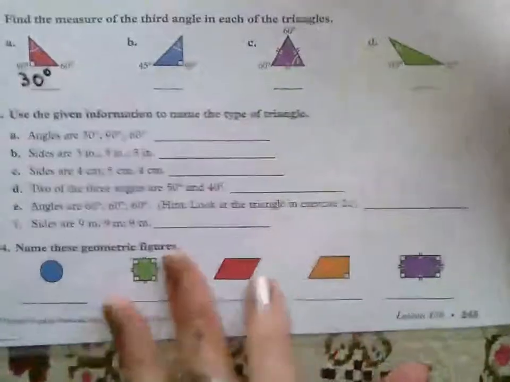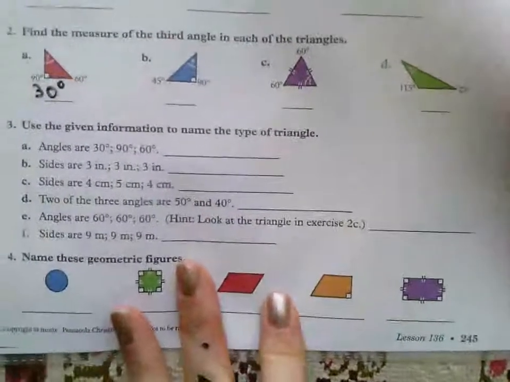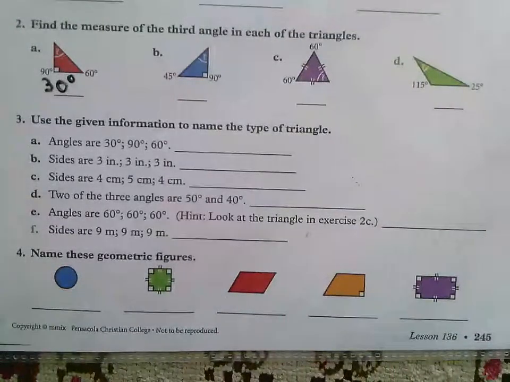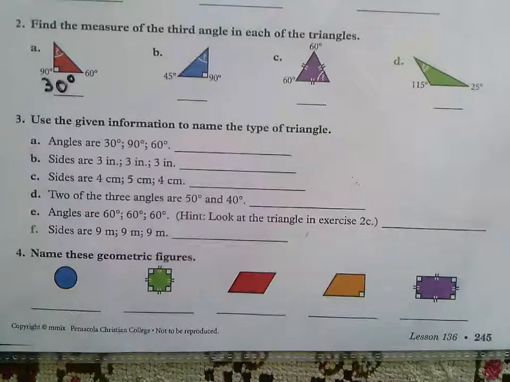Okay. Use the given information to name the type of triangle. I am not going to keep moving my camera to go to the information at the top. I expect you to be looking at your math page. So let's look at letter A. If the angles are 30, 90, and 60, based on that, you can tell me what type of triangle it is.